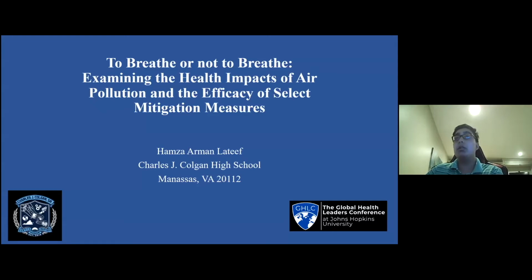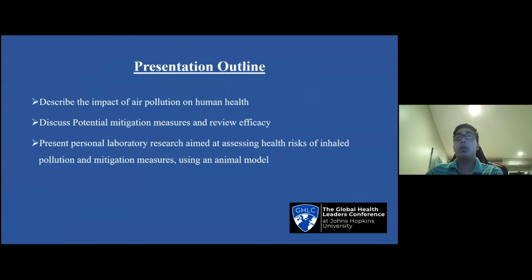effects of environmental pollution. My talk today is focused around three major goals. I want to describe the impact of air pollution on human health. I want to discuss potential mitigation measures such as masks, and then I hope to present personal lab research which attempted to assess health risks and mitigation measures using an animal model.